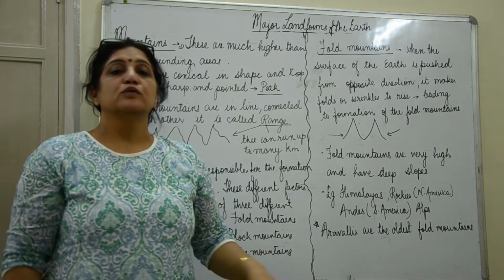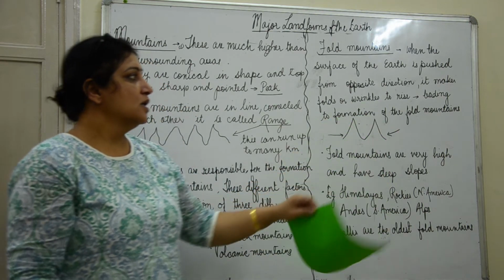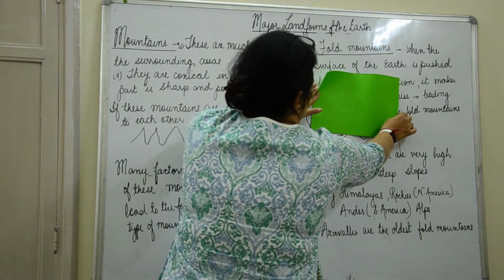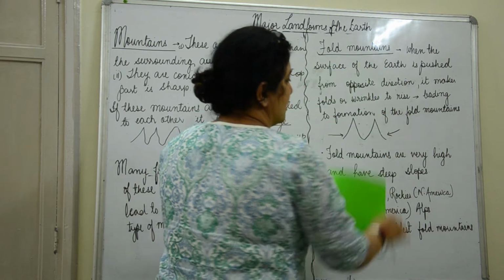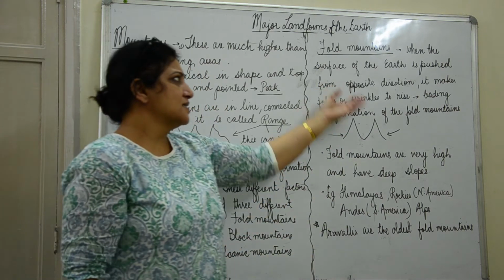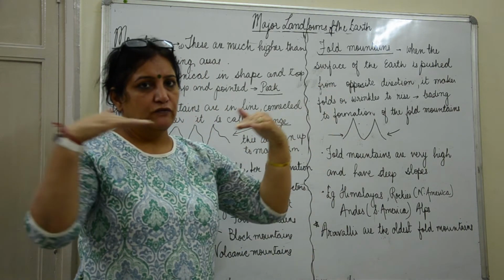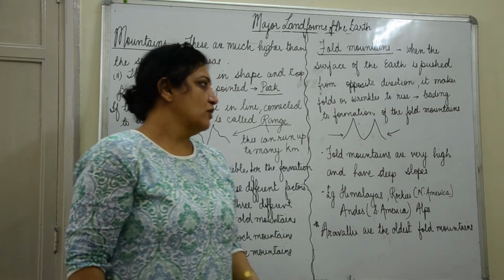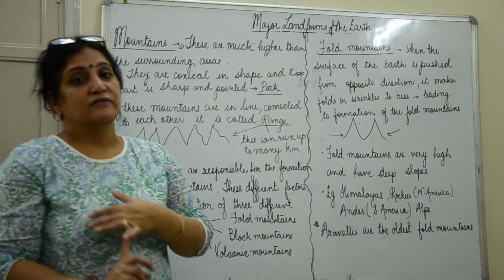So this is how the fold mountains were formed. Now these were formed when the surface of earth was pushed from two different directions. So this led to the formation of fold mountains. As the name suggests, the direction of the force that was acting on it was in opposite directions, and wrinkles and folds were formed. Now the fold mountains have these characteristics.